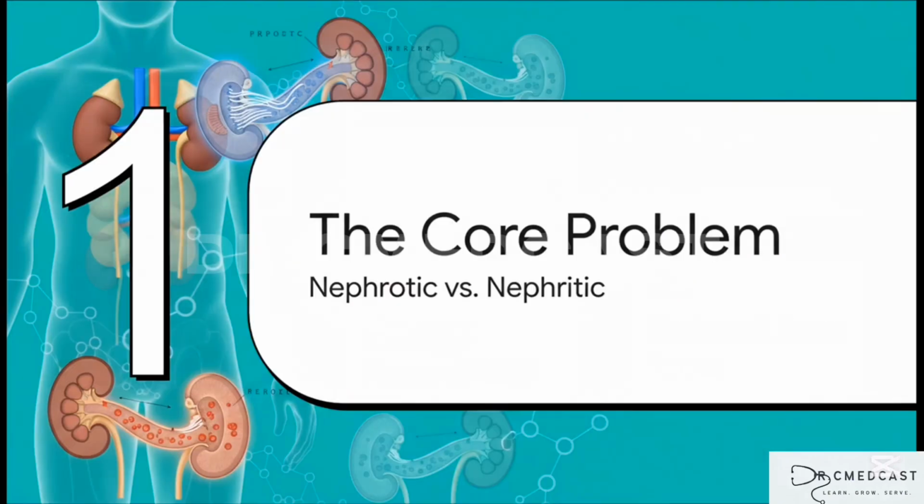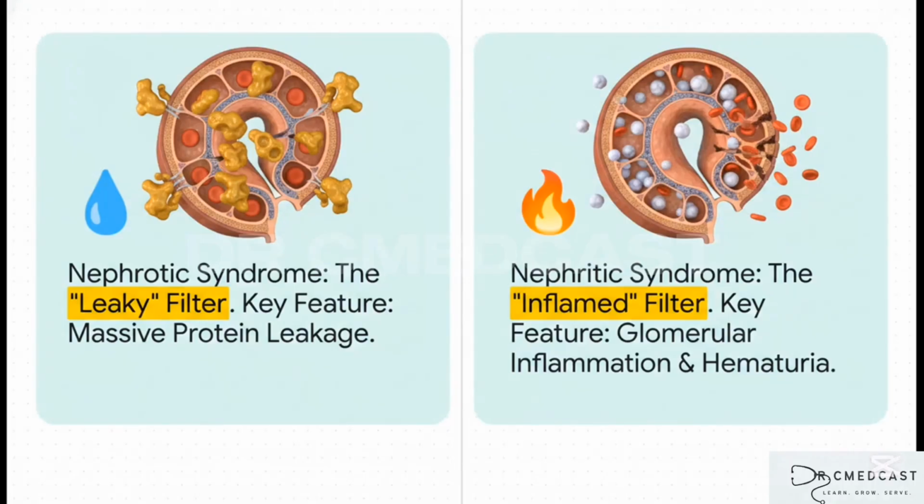Okay, first things first, you can't understand the treatment until you understand the problem. The distinction between a nephrotic and a nephritic syndrome is everything. It dictates your entire therapeutic approach. So let's lock this in. The easiest way to think about this is with a simple analogy.